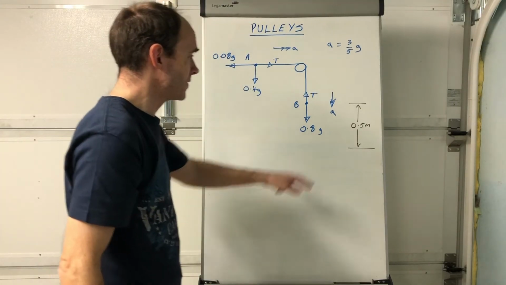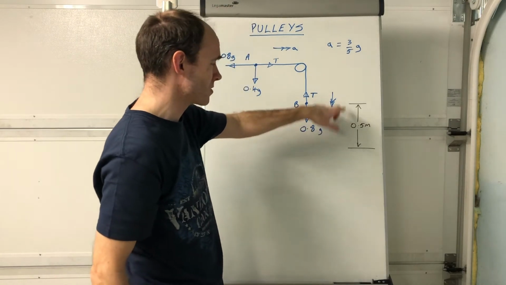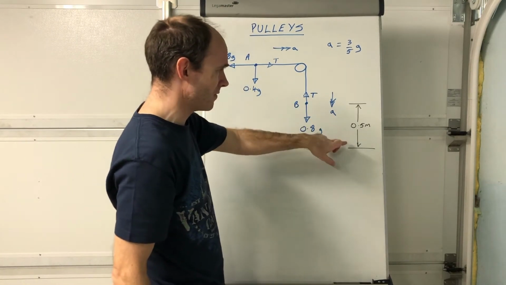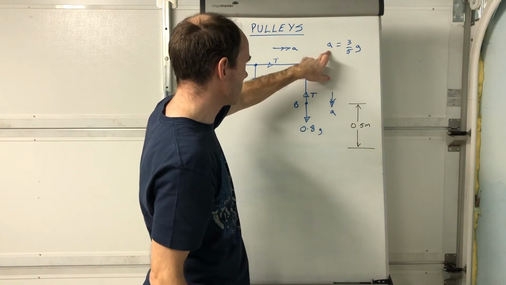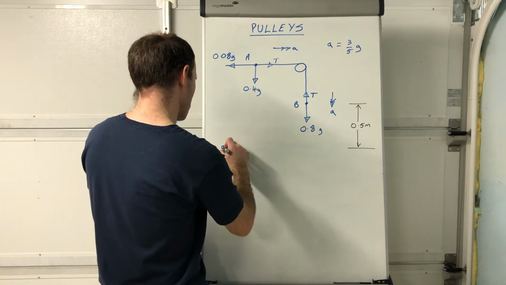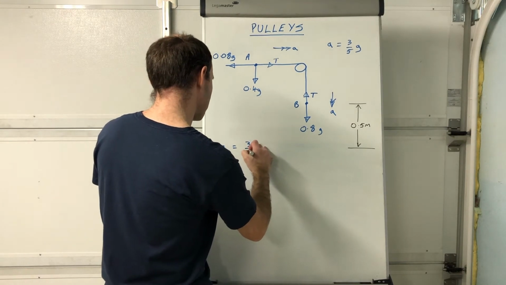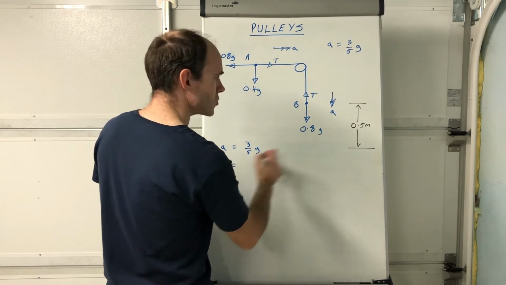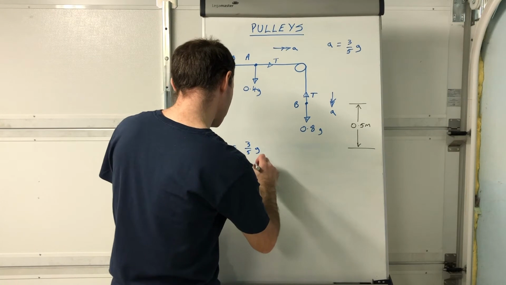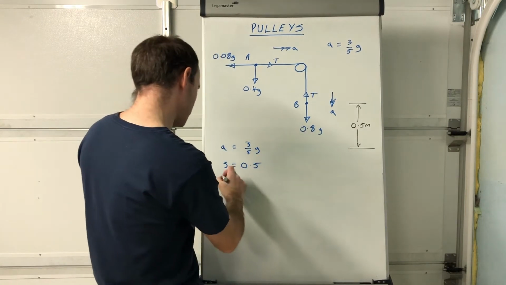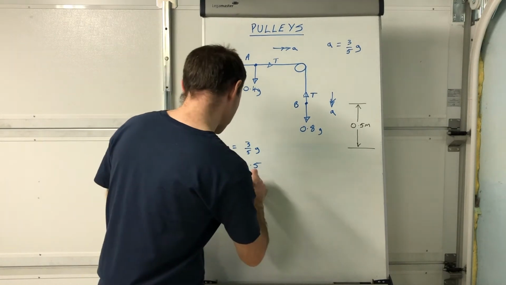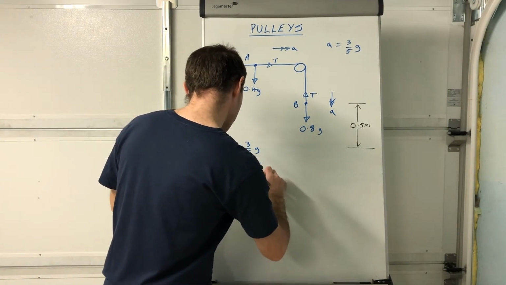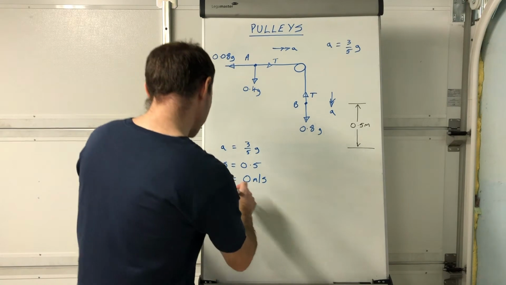So what I've done is labelled here how high B is above the ground. So B has got to travel 0.5 metres. It's another SUVAT question, isn't it? So we had A is 3/5 G there, so let's write it again here. A is 3/5 G. The distance it's got to travel is 0.5 metres for it to hit the ground, and the system is released from rest again. Normally they are released from rest. So U is equal to 0 metres per second. We've got to find what T is.